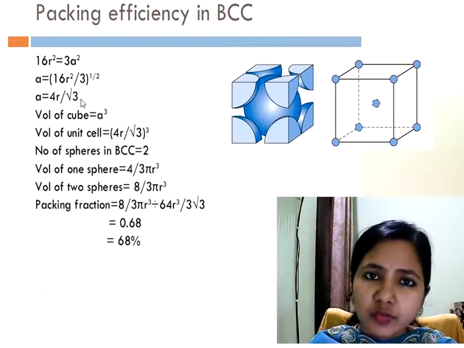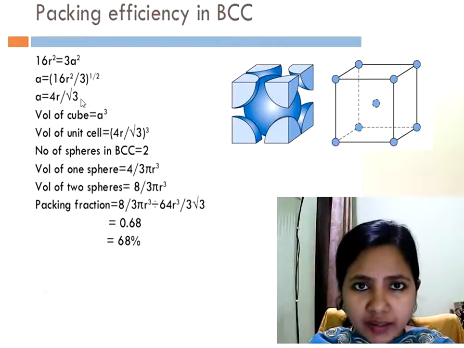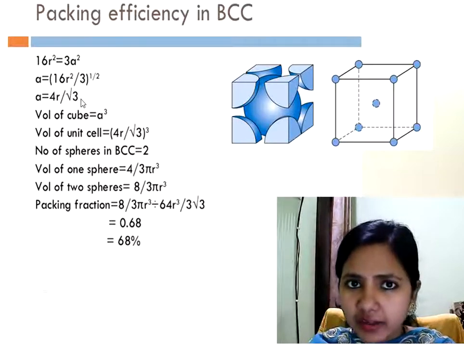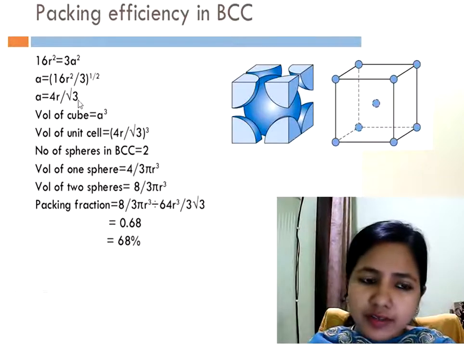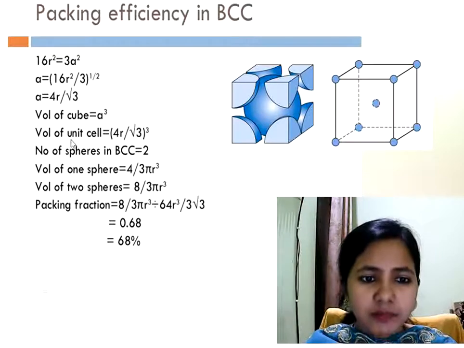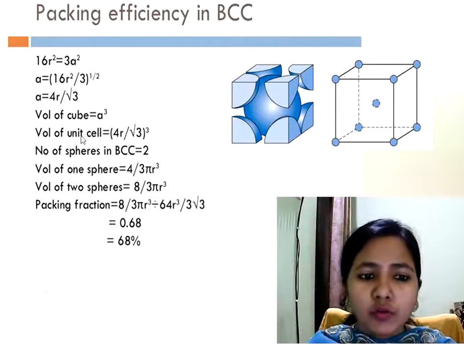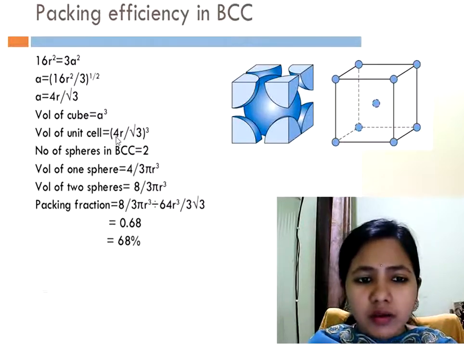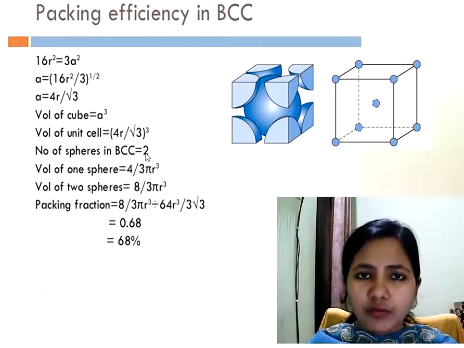So these are the things which you have to remember while solving packing efficiency. First is the number of atoms in case of BCC or in case of any crystal. Second, the relation between the edge length and radius of the unit cell, right? Now the volume of the cube, a cube, is equal to 4r by root 3 whole cube. Volume of unit cell is 4r by root 3 whole cube. Number of spheres in BCC is equal to 2. Okay, now we have to put these values.